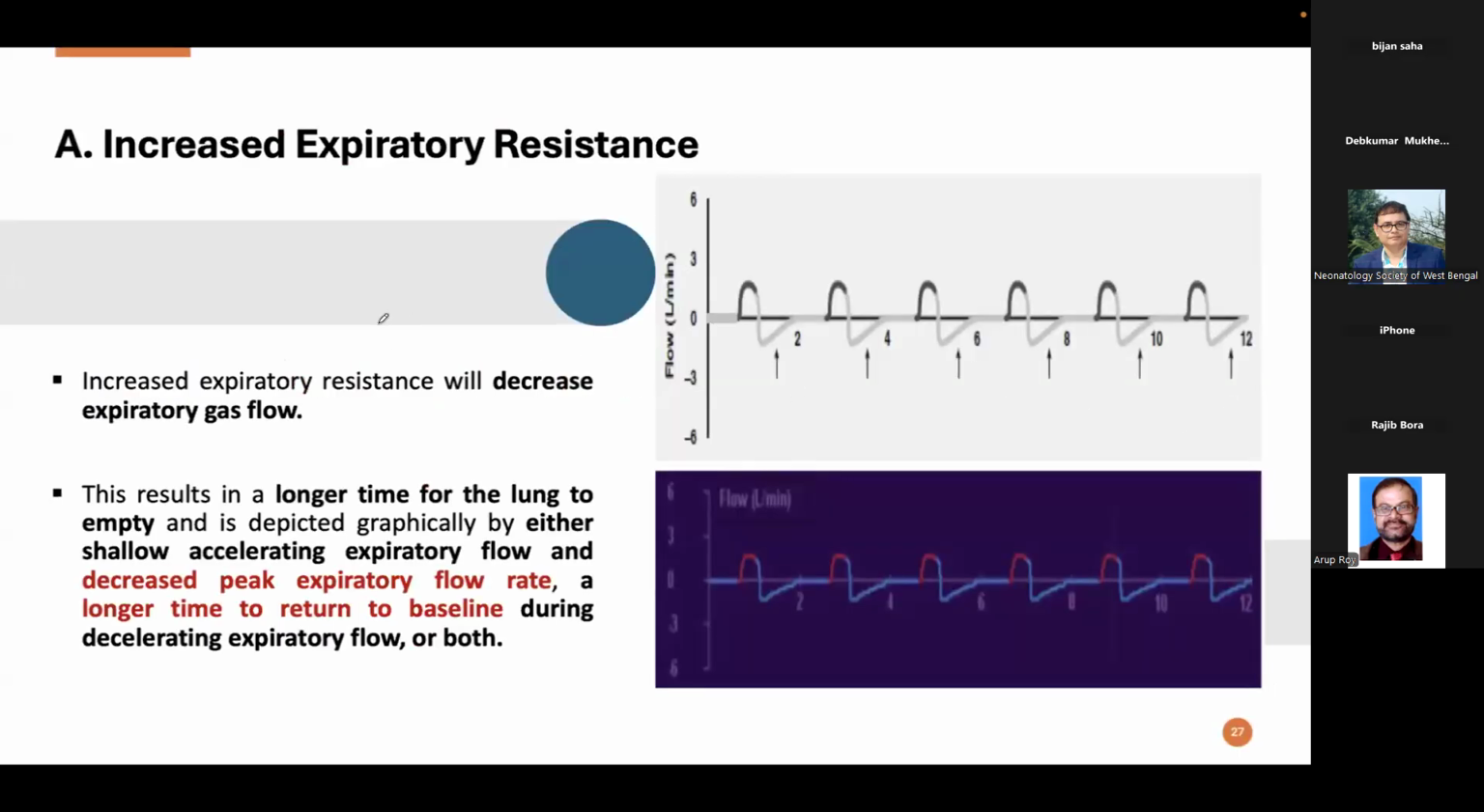Now, since we have seen the normal one, just by looking at this picture we can see that this expiratory phase is taking more time to complete. What it means is that there is some sort of a resistance in the expiratory flow. That resistance ultimately leads to a lower peak expiratory flow. Also, the time taken to reach the baseline is more. So by looking at this picture, we can say that there is some sort of expiratory resistance happening. What is the cause? That is another matter. We have to look at the whole picture, but by looking at the graph, we can know that there is some sort of expiratory resistance happening.